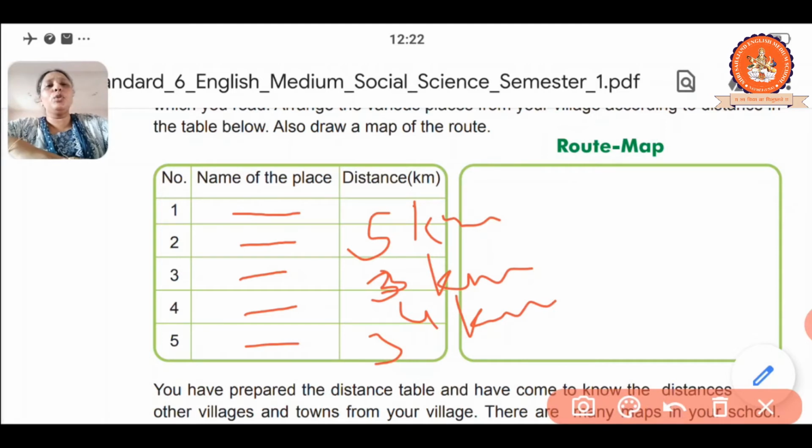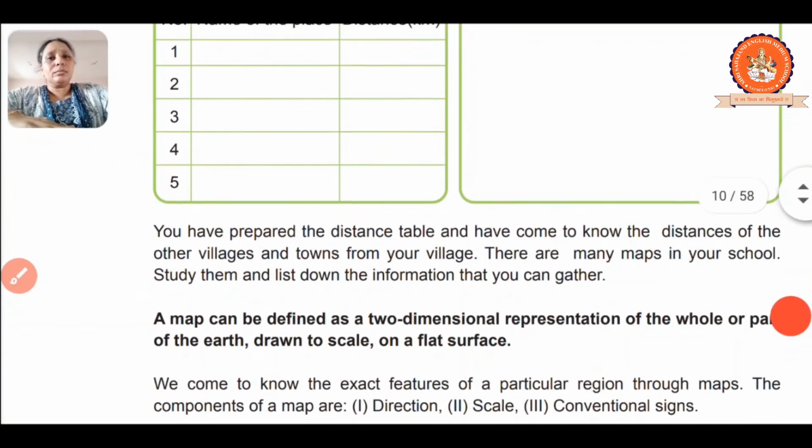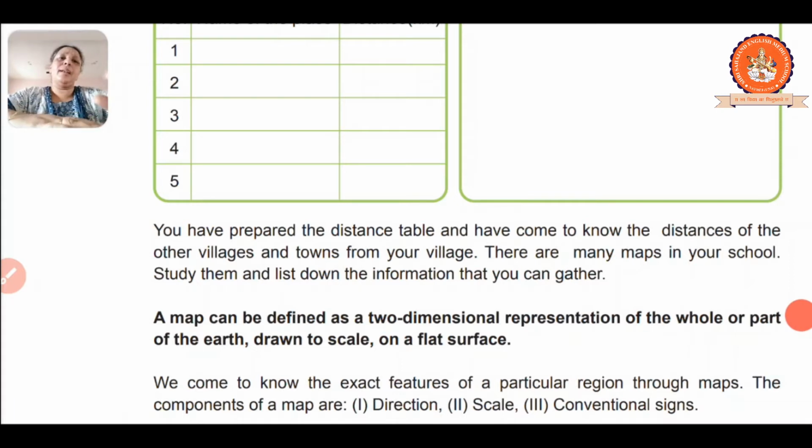So this type of map you want to start. That means you start from Una, come to Delwada, then you turn for Nalia Mandvi, and then straight you go to Ghogla and Diu. Okay, that is the route by the map. So you go in the direction like this. Now you have prepared the distance table and have come to know the distance of the other villages and towns. If you want to do Una to Delwada, Diu, you make it, otherwise you will make another also. There are many maps in your school study, and we will show them later in this lesson also.